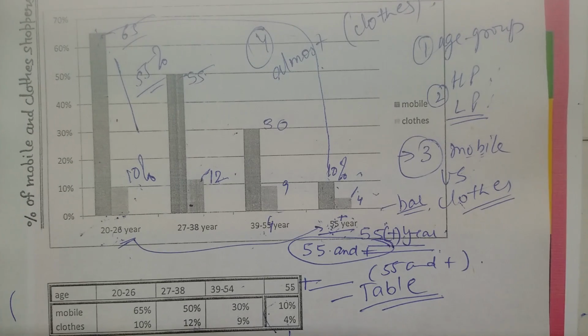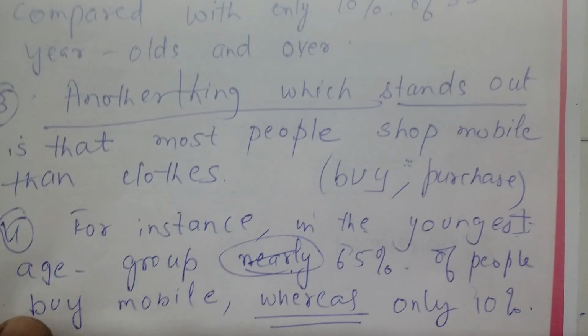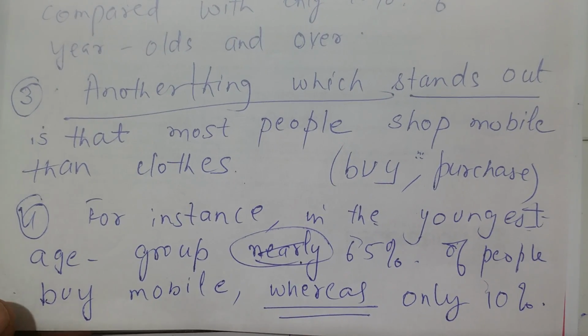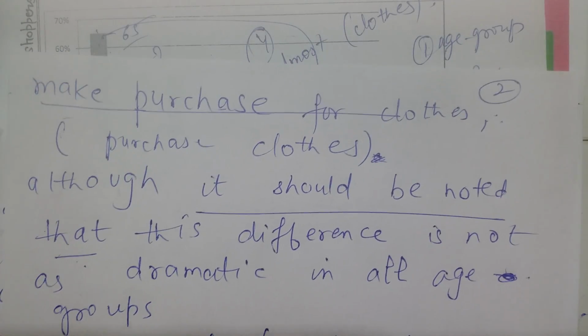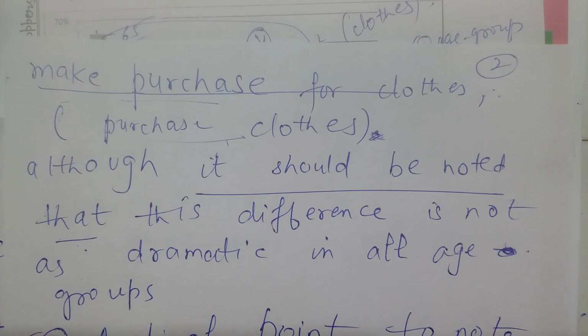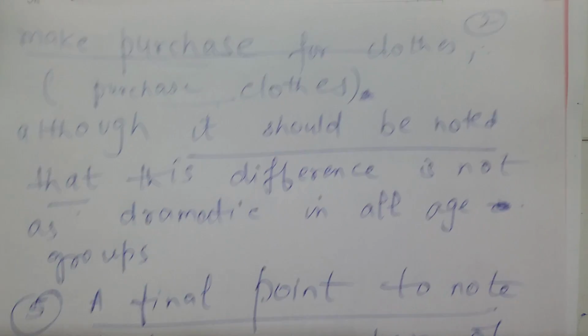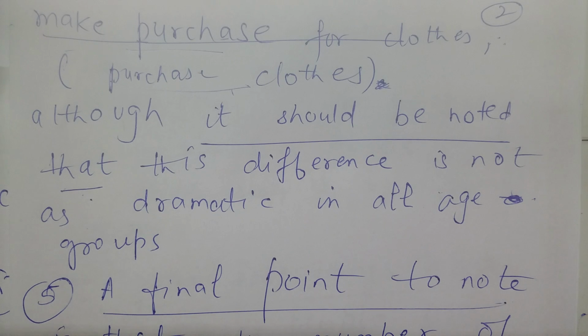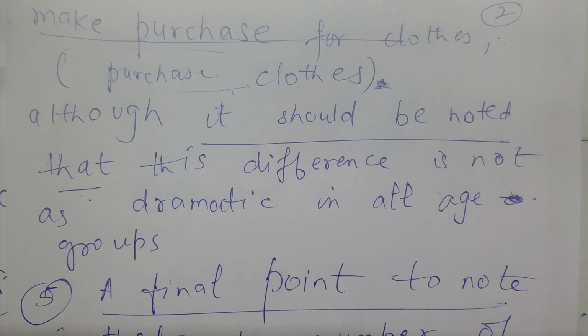ये बात है लैंग्वेज में. तो यही लैंग्वेज यहाँ से स्टार्ट होगी, ये वाली, सॉरी. For instance in the youngest age group, 65% people buy mobile whereas only 10% make purchase for clothes और परचेज क्लोथ. इसकी जगह आप चाहे ये लिख दो चाहे ये लिख दो, दोनों लाइन की एक ही वैल्यू. Although it should be noted that, इस वर्ड्स की वैल्यू है, it should be noted की ये आपने अंडरलाइन कर लिए. जो वो अंडरलाइन की हुई लाइन्स हैं, जो वर्ड्स हैं वो इंपॉर्टेंट हैं, वो आप लोग अपनी टेक्निक के अकॉर्डिंग अपने आंसर में लिख सकते हो.